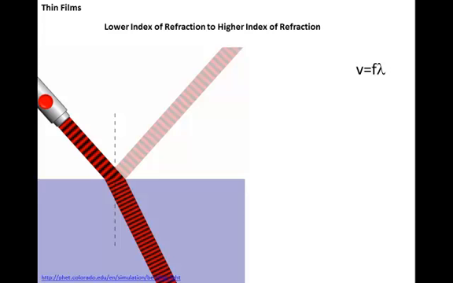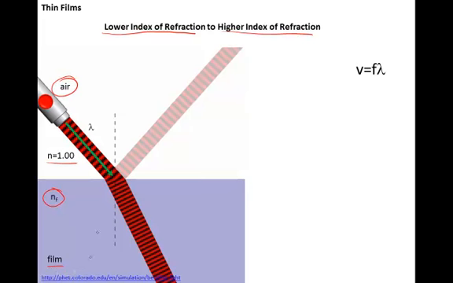In one of the previous examples, we looked at a wave that went from a thinner length of string to a thicker length of string. That's similar to what it's like for light that goes from a material with a lower index of refraction to a material with a higher index of refraction. So in this particular example here, we've got light that's going from air, which has an index of refraction of 1.00, to a film that has a higher index of refraction.